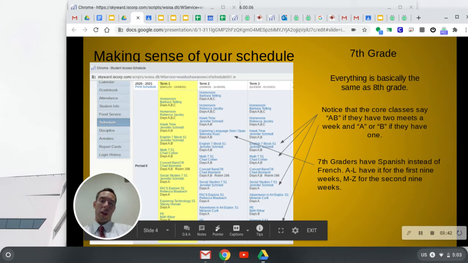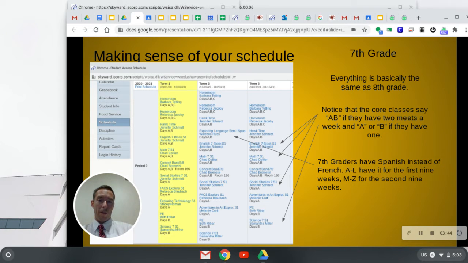So 7th graders, your schedule looks very similar. Everything is basically the same. You'll notice that now it's Spanish instead of French, the same A through L split. So if your last name starts with A through L, you have Spanish first for the first 9 weeks. If it's M through Z, you have it for the second 9 weeks. Got to click on it to find out for sure if that's you.